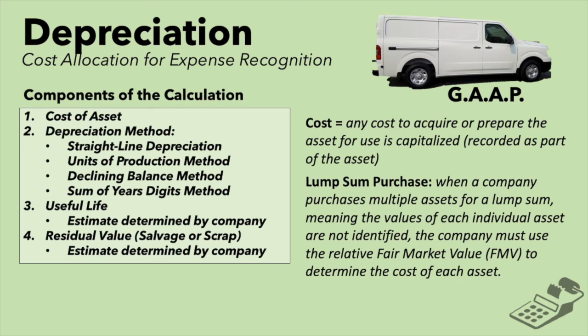Now, what happens if we buy a bunch of assets in a lump sum purchase? When a company purchases multiple assets for a lump sum, meaning the values of each individual asset are not identified, the company must use the relative fair market value to determine the cost of each asset.